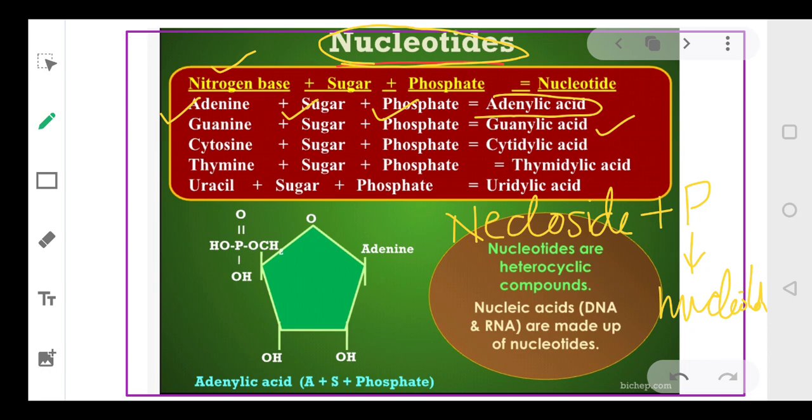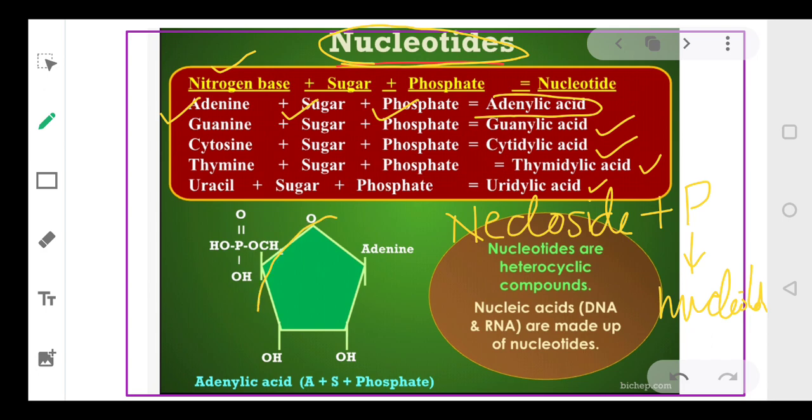Cytosine plus sugar plus phosphate, it will form cytidylic acid. Thymine plus sugar plus phosphate, it will form thymidylic acid. Uracil plus sugar plus phosphate, it will form uridylic acid. So nucleotides. Let's look at the structure.